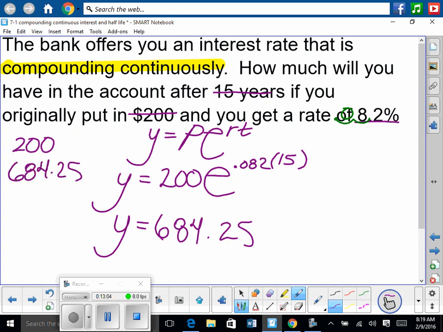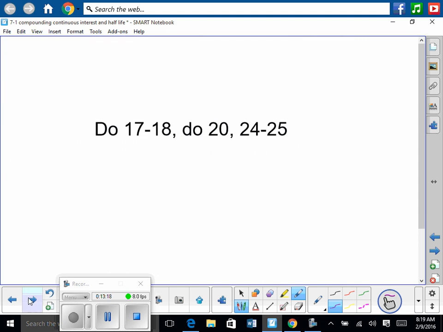Isn't that pretty good? I mean, that is 15 years that you can't touch the money, but you earned that for doing nothing. Questions on that? Pretty easy, right? Any questions? Okay. So, these are the problems you're doing. Stay with the problems I'm assigning right this minute. 7 and 18, 20, 24 through 25.